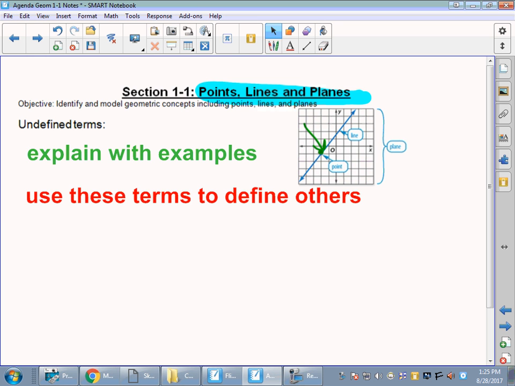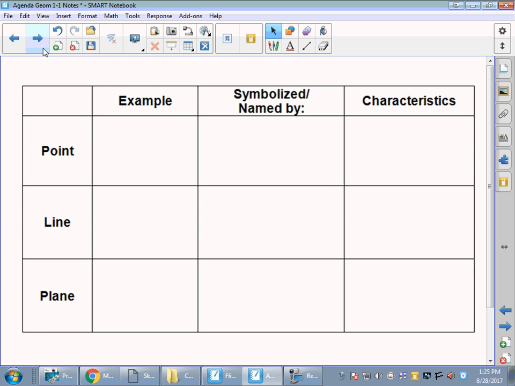We use these terms to define the other ones. Point is the most basic of them all. You kind of know what a line is, but how do you define it? And then a plane. So let's talk about those three terms. We're going to talk about these three terms for the whole rest of the year. So again, let's get this terminology under our belts and then we can spend more time with it.